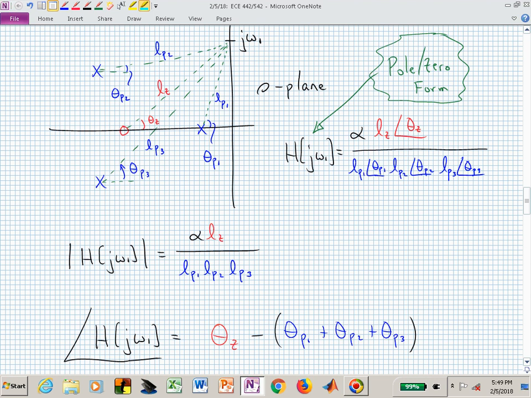Where does alpha come from? Alpha comes from whatever it started out being. For example, you might have had 6 times (s plus 4) over (s plus 1)(s plus 2)(s plus 3). That 6 is the gain that comes out after you've essentially normalized all of these coefficients on s to 1. That's the alpha. In this case, alpha would be 6, and that's in pole-zero form.